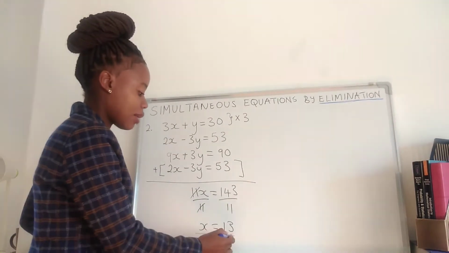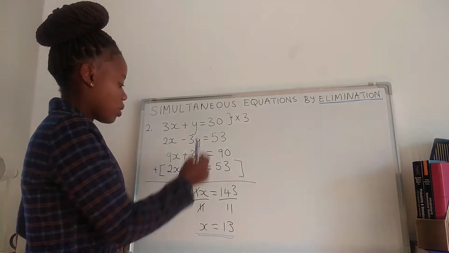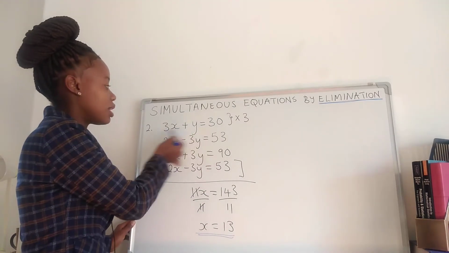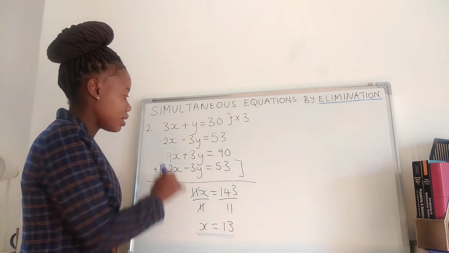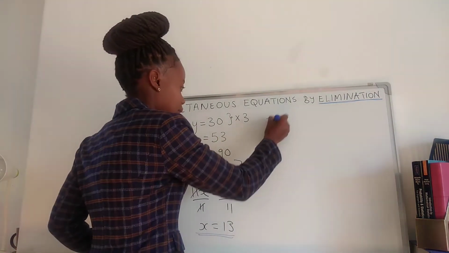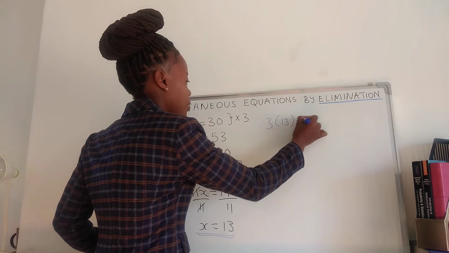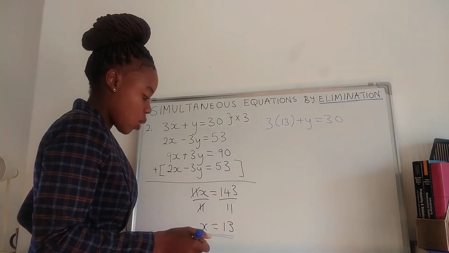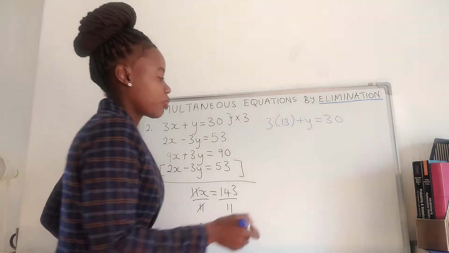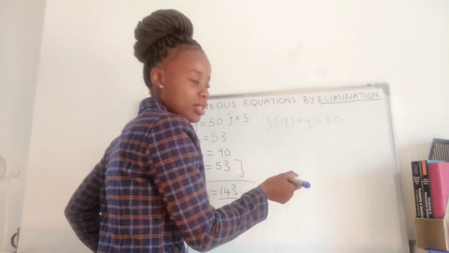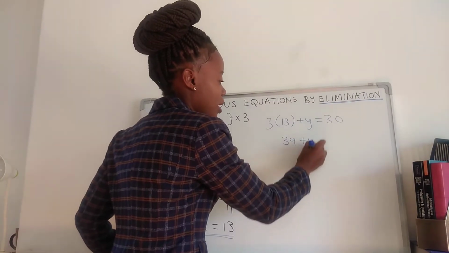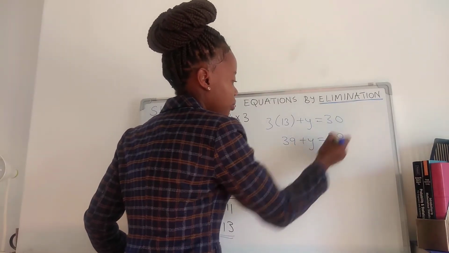We managed to find our x here, right? We're going to substitute our x here in the first equation because I just want to deal with small numbers. So we're going to have 3 times 13 plus y equals 30. We are solving for y. So this is going to be 39 plus y equals 30.